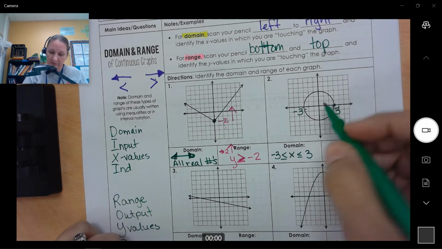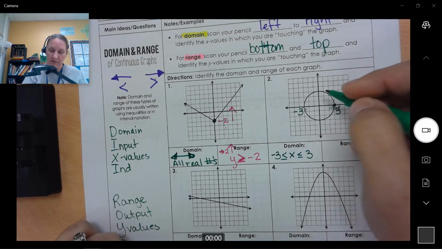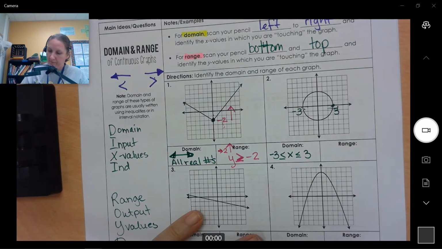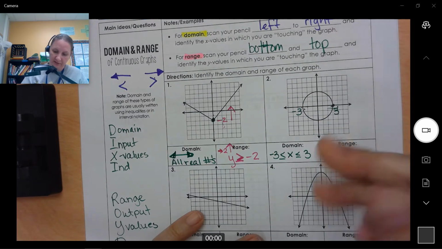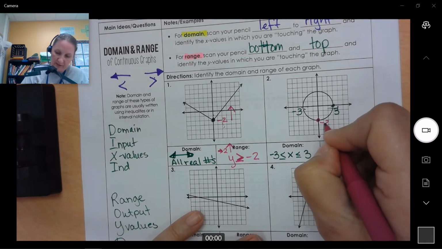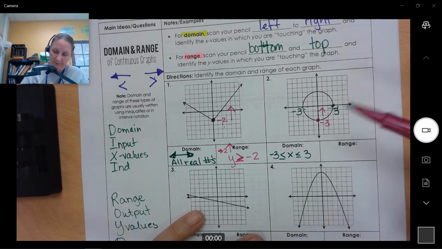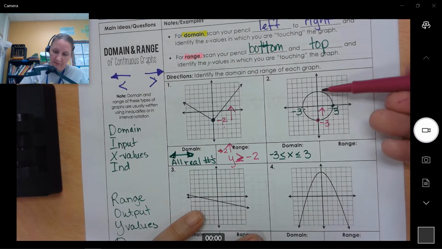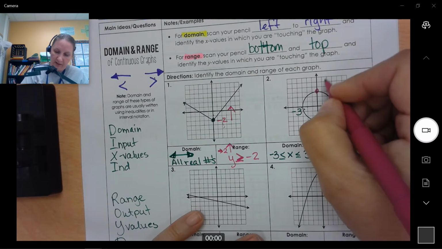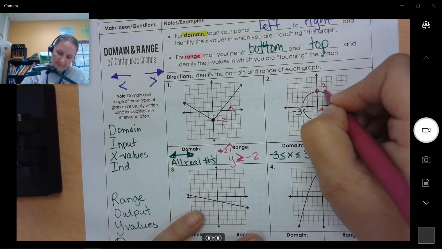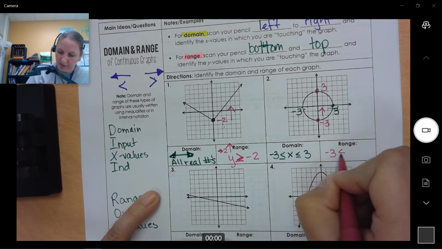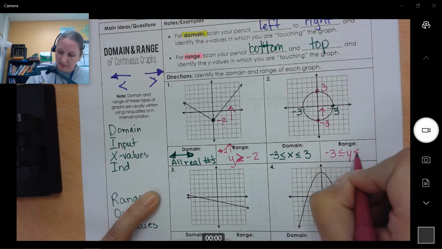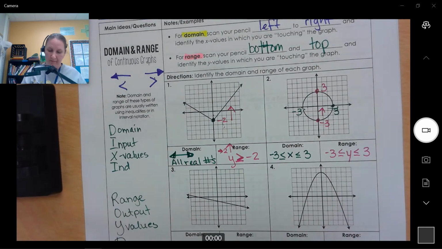All the x's have something going on between there. Okay. Now for range, we again start at the bottom, come up. First place we can touch it is at negative 3 again. We're still going up. We can still touch a graph all the way up till we get to here, and that's where it stops. So we're between negative 3 and y is less than positive 3.